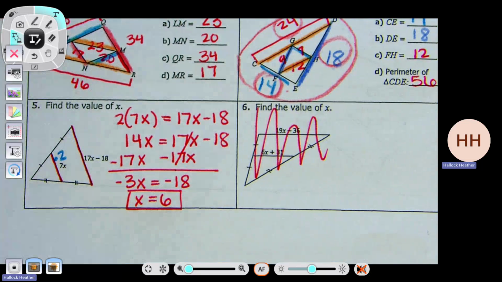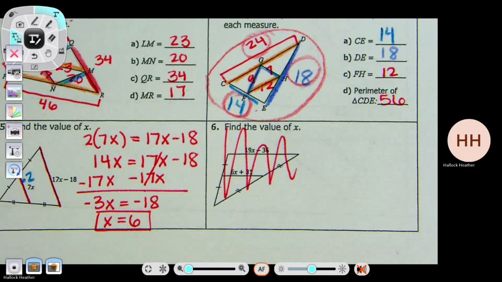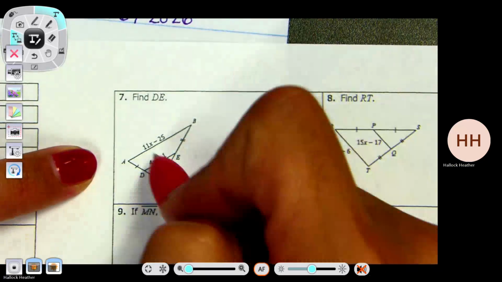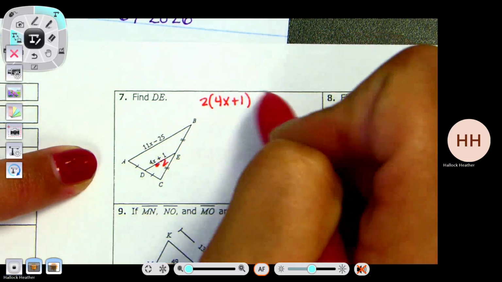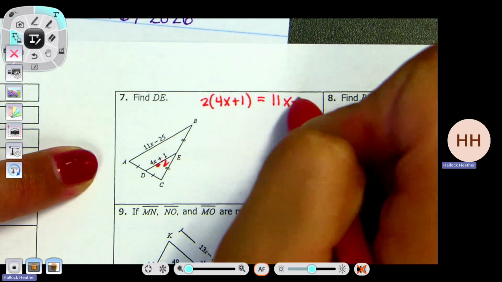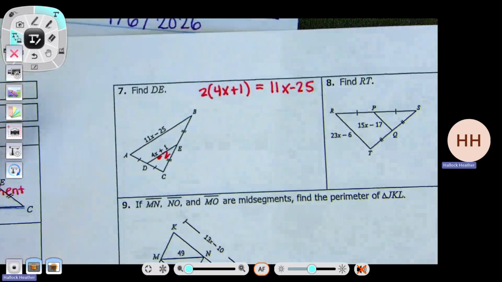You're going to take the inside, the midsegment. We're going to multiply it by 2. And we're going to equal it to the outside. Mid segment is getting doubled. So what am I multiplying by 2? 4x plus 1. So this inside gets multiplied by 2. I equal it to the outside because they're not technically equal to start. You have to double the middle.